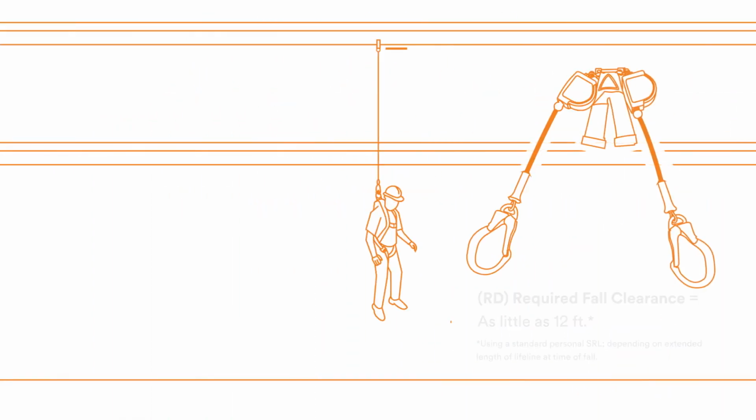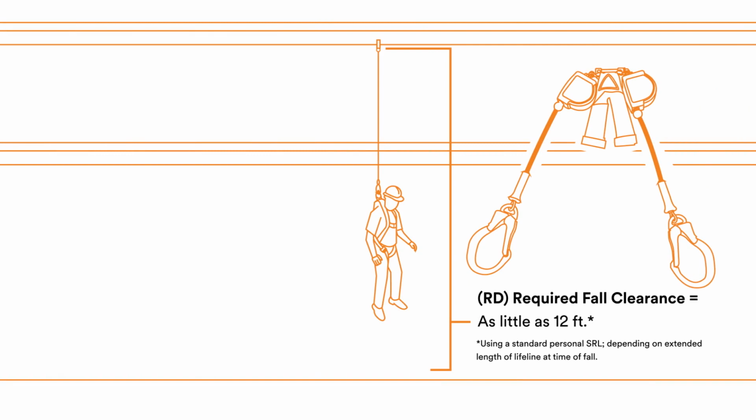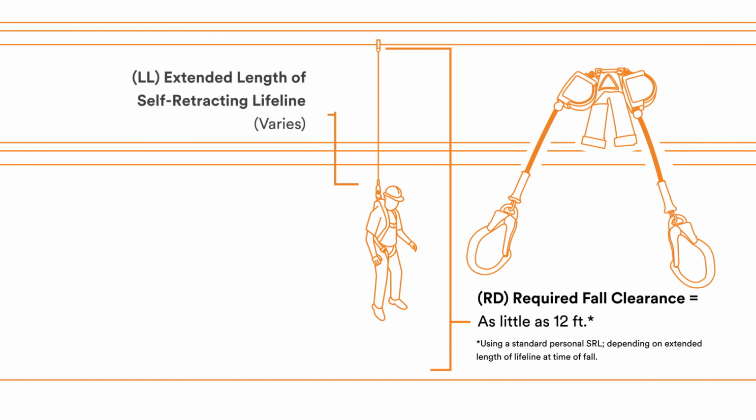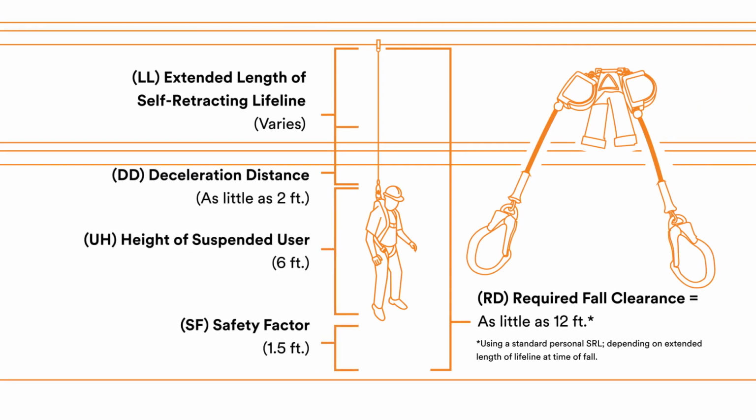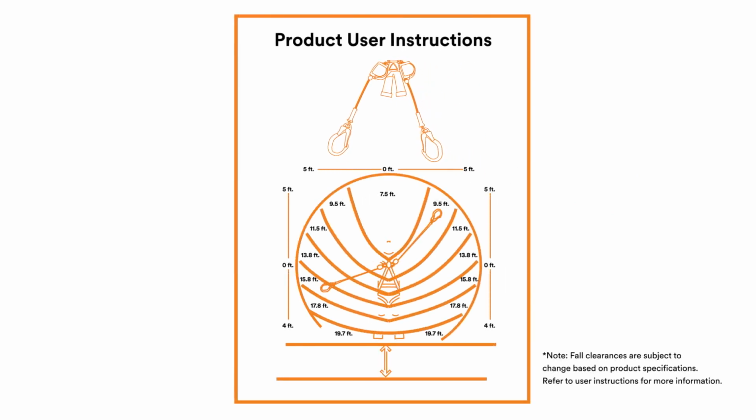However, with a typical personal SRL anchored overhead, the total required fall clearance can be reduced for 2 reasons. First, the lifeline is always under retraction tension, making the LL measurement shorter. And second, the deceleration distance of an SRL can be as little as 2 feet, compared to 4 feet with a typical lanyard. If you are unsure about the required fall clearance for your application, refer to the user instructions for your 3M DBI Sala lanyard or SRL for a chart to help determine specific system performance.